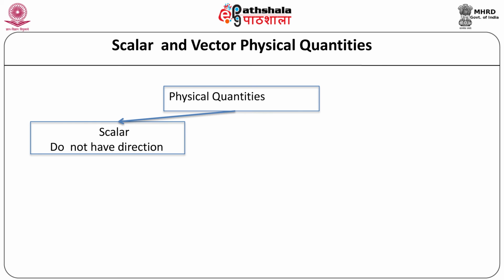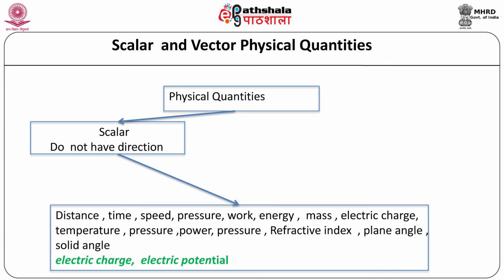The quantities which do not need the specification of direction for their description are known as scalars. Distance, time, speed, pressure, work, energy, mass, electric charge, temperature, power, refractive index, plane angle, solid angle, and electric potential are some of the examples of scalar quantities.